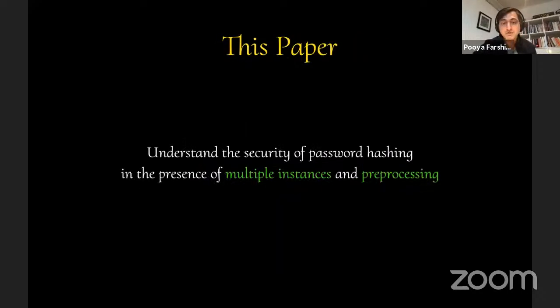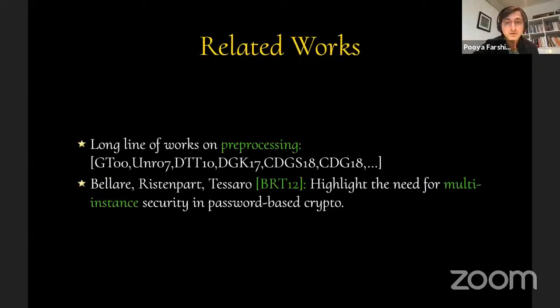So in this paper, we basically want to formalize this and understand the security of password hashing algorithms in the presence of multiple instances and pre-processing. But just before going to that, a little bit more background. First of all, there has been a long list of works on pre-processing, starting with the work of Gennaro and Trevisan from 2000, going to Unruh in 2007, who first proposed random oracles with auxiliary information, and coming to recent years with a number of works by Dodis et al. and Guo et al., looking at pre-processing in the classical setting as well as the quantum setting. Another work important to our paper is a work by Bellare, Ristenpart, and Tessaro, who highlighted the need for multi-instance security in password-based crypto.